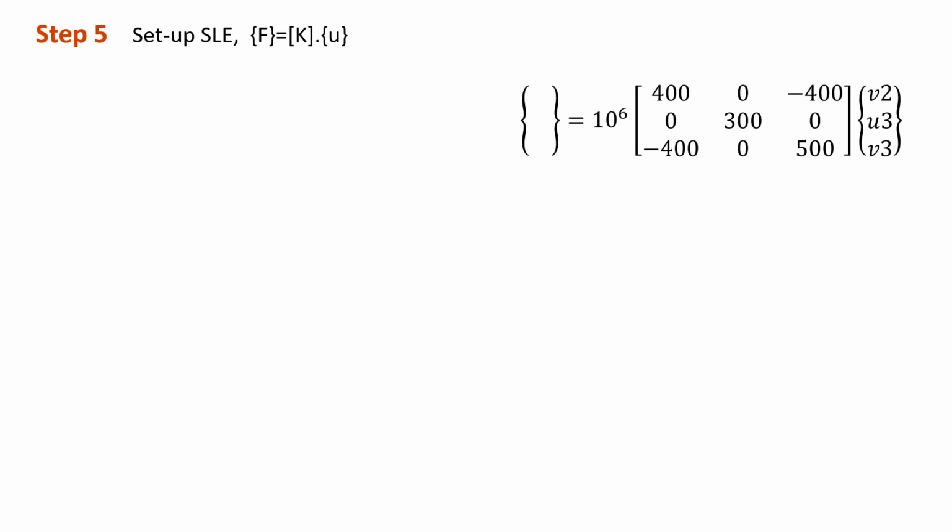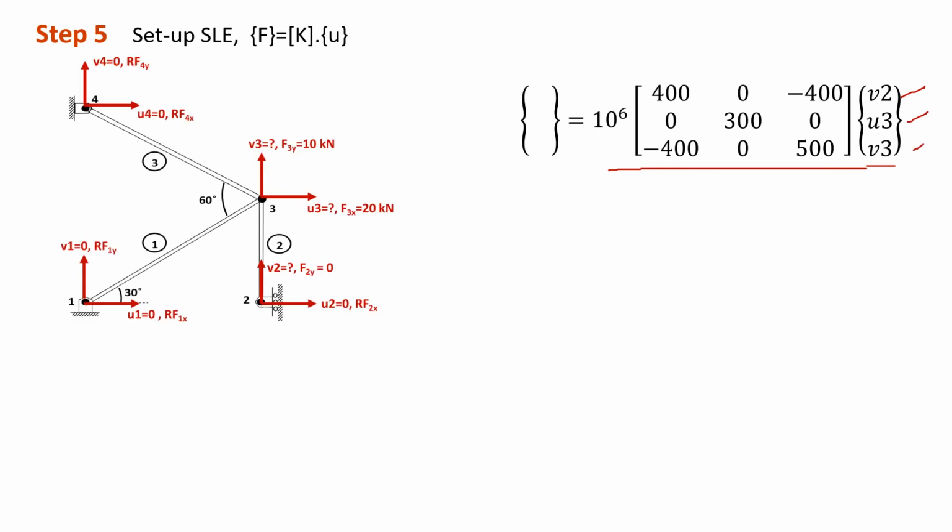So the next step is to set up the system of linear equations, which is F equal to KU. This matrix we obtain from the global stiffness matrix. And U is the unknown displacement that we want to determine. Now we have to define the force for each of these unknowns. For that, you have to refer back to your step 1, where we have defined all these forces.